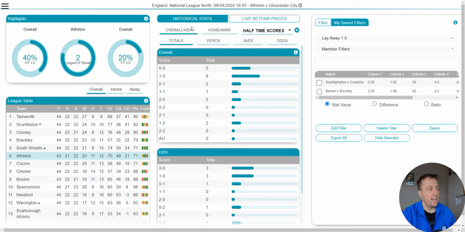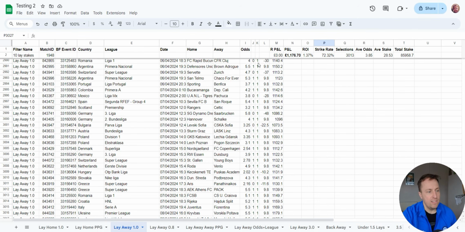So let's go over to the actual filter itself and take a look. So here is the strategy, as you can see here on the screen. Now, the profit to £10, these are £10 lay stakes, okay? So we're not using big stakes here. Over £1,000, okay? Brilliant profit. Now, it has been higher than this, quite a bit higher actually, which is interesting. We'll get into that. ROI 1.37.